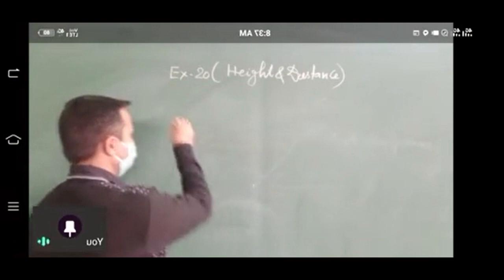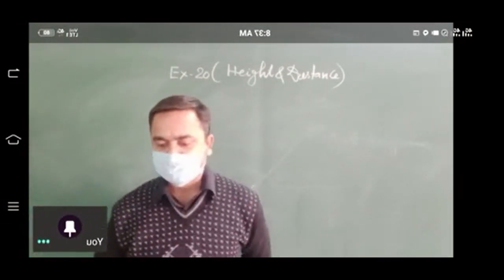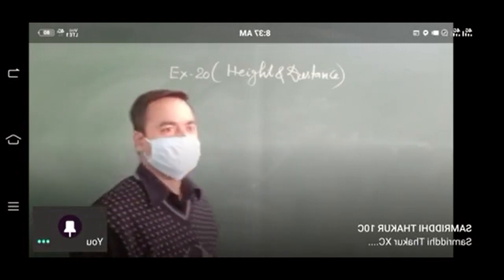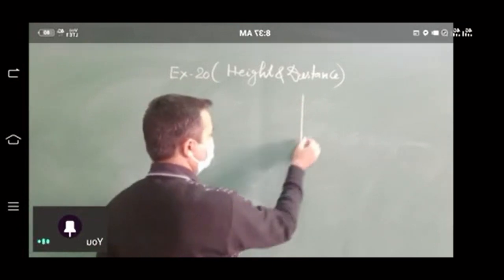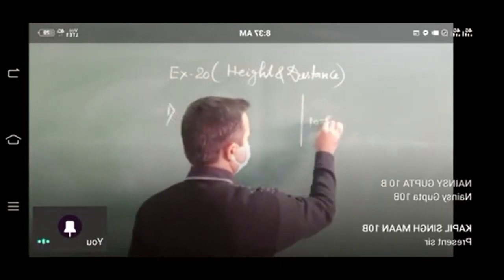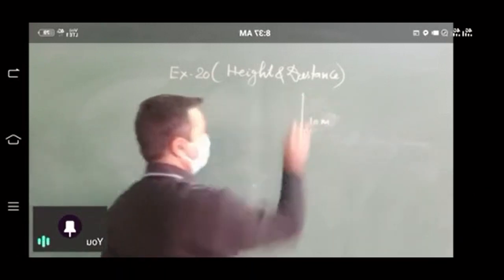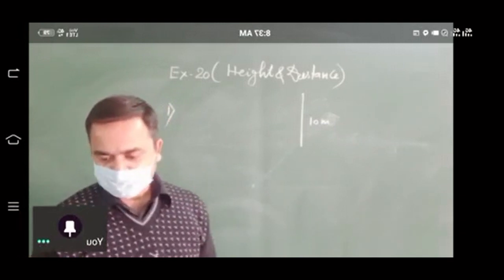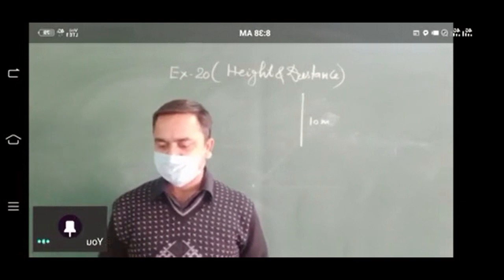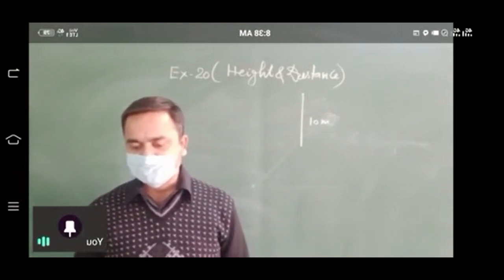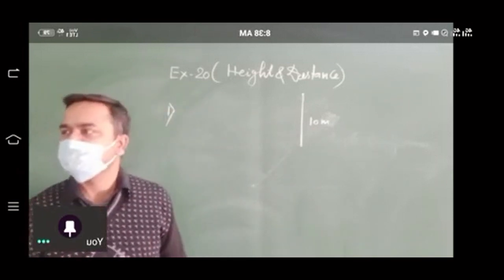Come to exercise 20. The first question is, an electric pole is 10 meter in height. See the question, and everyone will try to make the diagram. This one is a pole whose height is 10 meter. If its shadow is 10 under root 3 meters in length, find the elevation of the sun. The first question is very important.